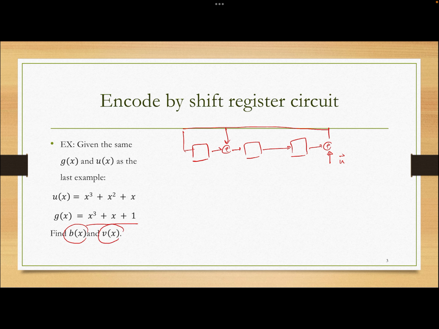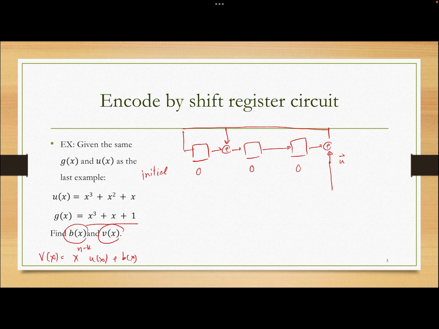When you encode, you want to find the parity polynomial, and as I showed you from the last example, the code polynomial is just x to the n minus k u(x) plus b(x). Okay, so if you get b(x), then you get the code polynomial. Okay, so you initialize with all zeros. In the memory you need to initialize with all zero.